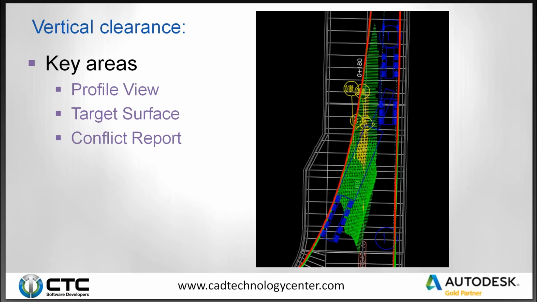I have the ability to adjust that ratio. Maybe I want to know 500ths, and then 500ths to 1/10, and then something over 1/10. Right now, these values are out of the box. So that's vertical clearance: profile view, target surface, and conflict report.